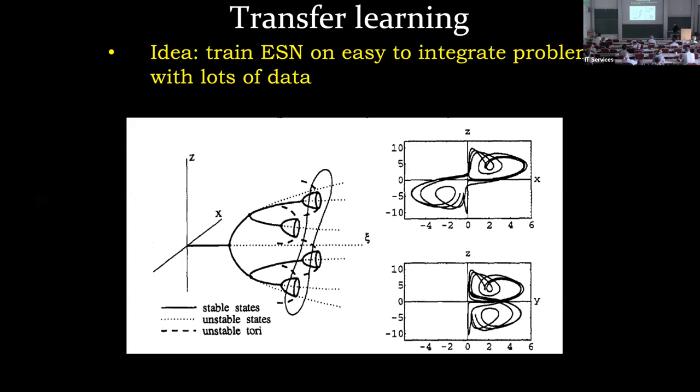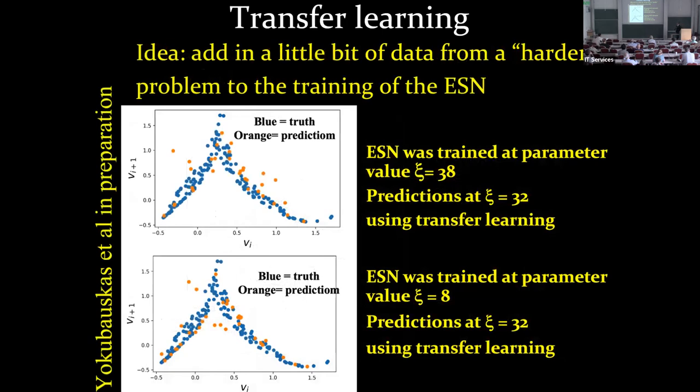And the answer is maybe. We're still working on this. As I've said, the idea is to add a little bit of data from a hard problem to the training. So here are just two examples. In these kinds of systems, it's nice to plot the ith maximum of some variable against the (i+1)th. For this one, the echo state network was trained at a very chaotic point, and we tried to do predictions at something that was slightly less chaotic, and we seemed to do pretty well.